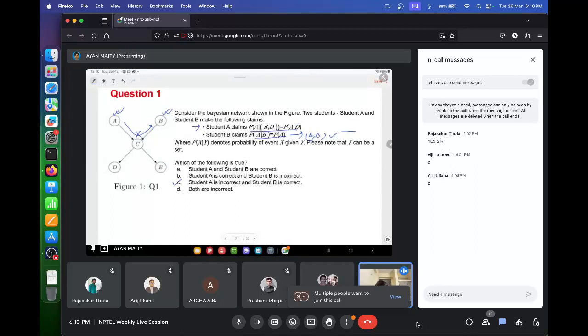Similarly, the second claim is that probability of A given B equals probability of A. So it basically means A and B are independent if no evidence is given. That's why B is not required in this probability value. It is only probability of A. So B is independent of A and also A is independent of B. This is the second claim.